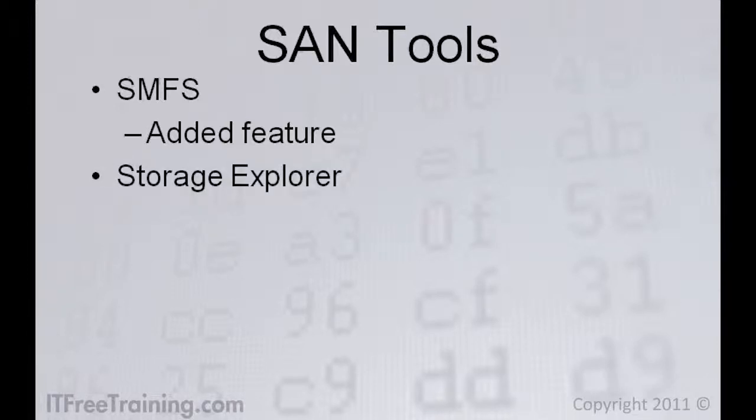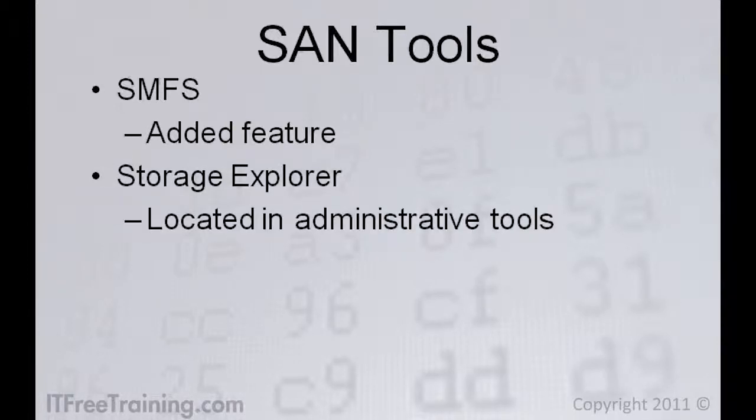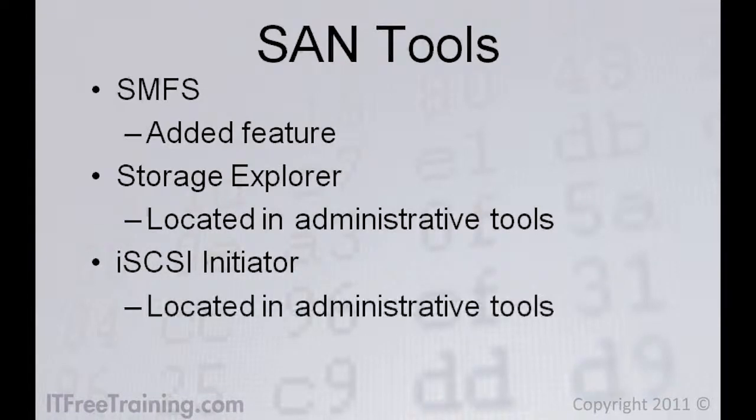Next, there is Storage Explorer, which is located in Administrative Tools. Storage Explorer is great for showing you what SANs are connected to your server. It will also tell you detailed information about the fabric and HBAs connected to your server. If you are planning on using iSCSI, you need to know how to use the iSCSI Initiator, which is found in Administrative Tools. This tool allows you to configure security and discovery for your iSCSI device. Using this tool, you can set your server up to connect to a presented iSCSI device on another server.